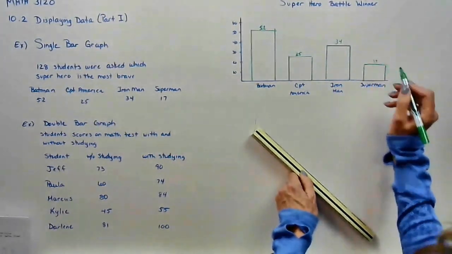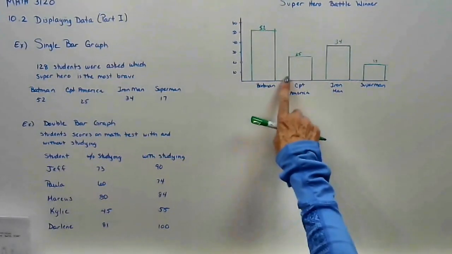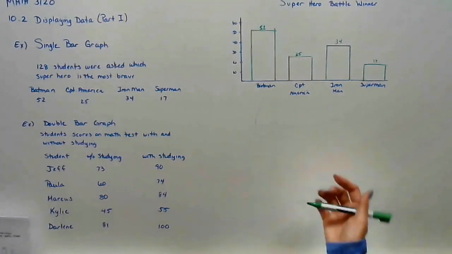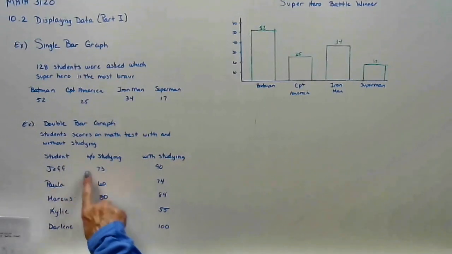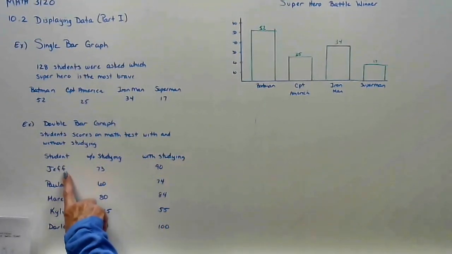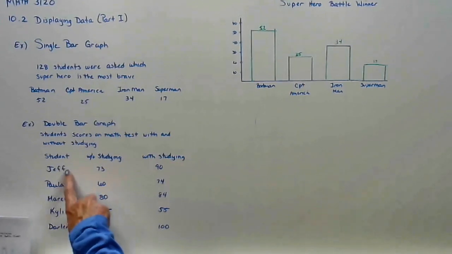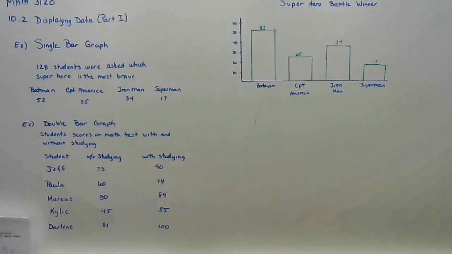So a bar graph always has gaps between them, and these gaps are half the width of the bar. You can shade them in or not shade them in, that's your choice. A double bar graph, now instead of a 1-to-1 comparison, it's a 1-to-2 comparison. So we're going to be looking at Jeff's score on a math test without studying versus studying. Okay? So let's say they're taking a fractions quiz or a fractions test.